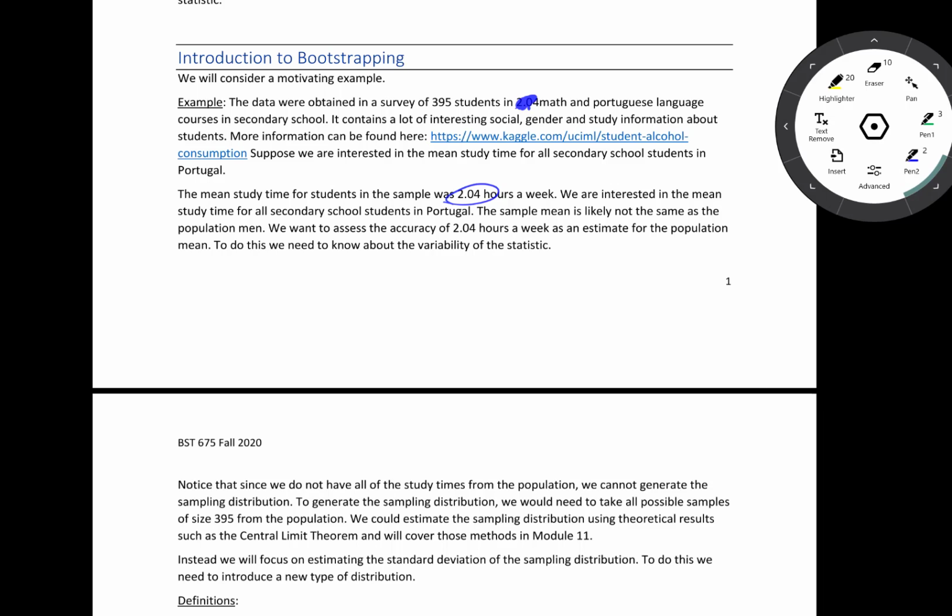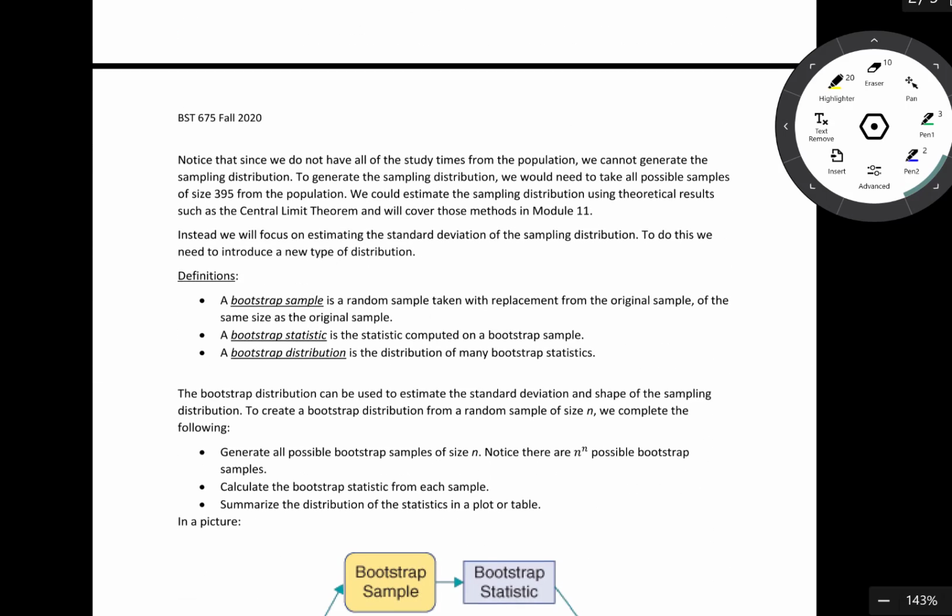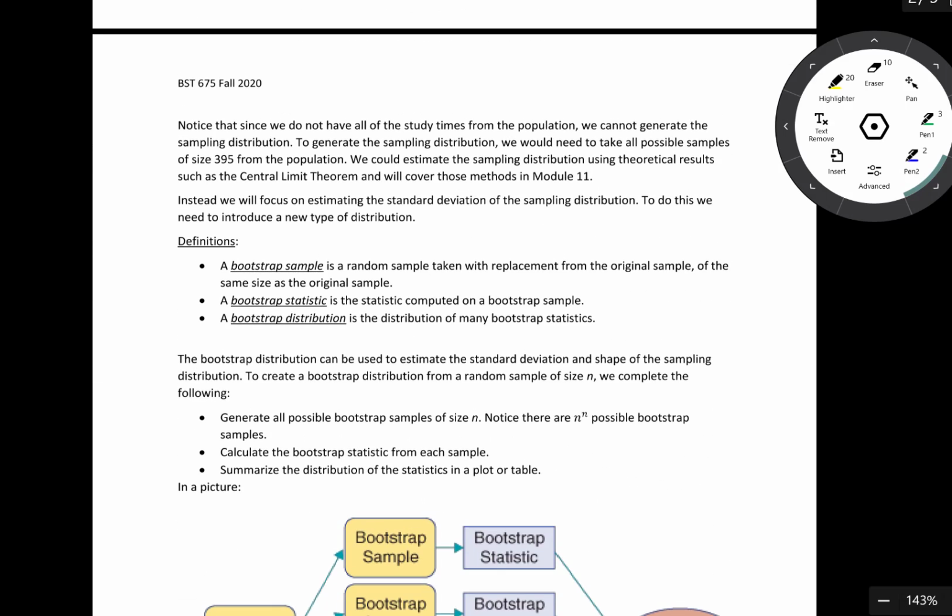So the sample mean is likely not the same as the population mean, so what we want to do is assess the accuracy of that 2.04 as an estimate for the population mean. Now in order to do this, we do need to know about the variability of the statistic. The first thing to notice here is since we don't have study times from the entire population, we can't actually generate the sampling distribution.